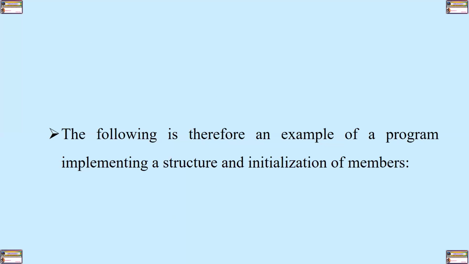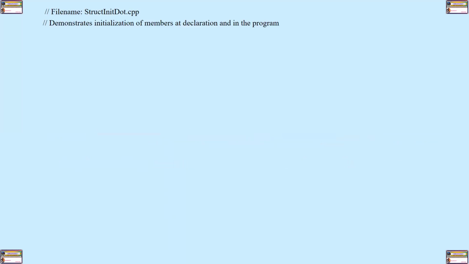program implementing a structure and initialization of members. So we have a file name there, and this program demonstrates how to initialize members of a structure at the declaration and in the program. So we have the first statement as usual for C++ programming. We have the second one, using namespace std. Then we go to the main function, int main. And then, of course, we proceed as follows.